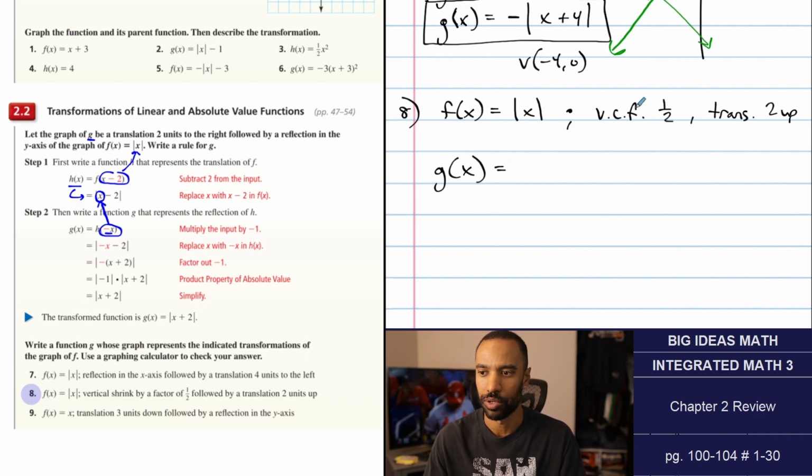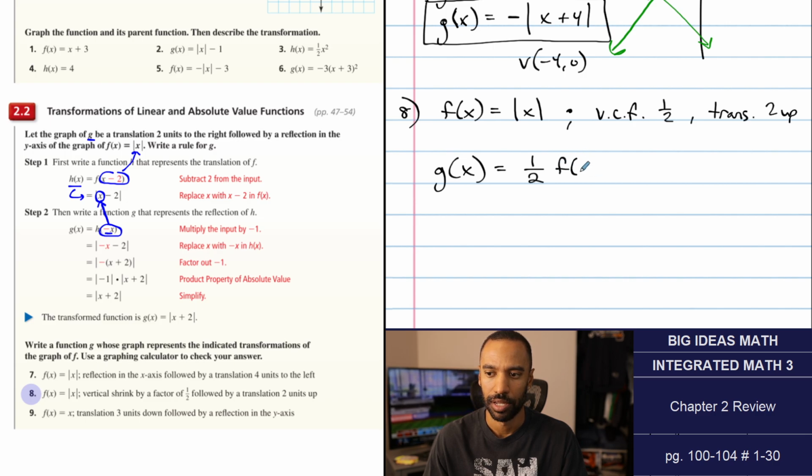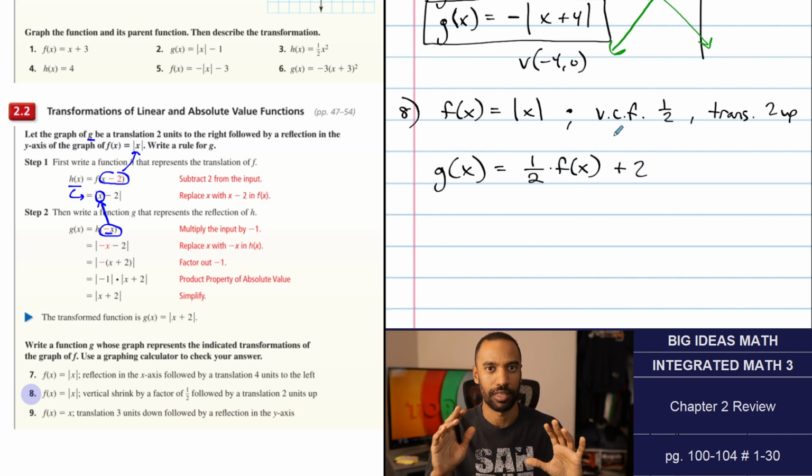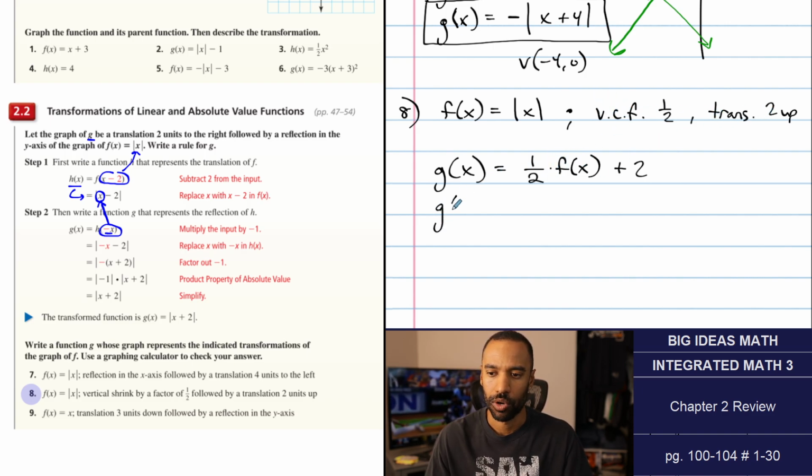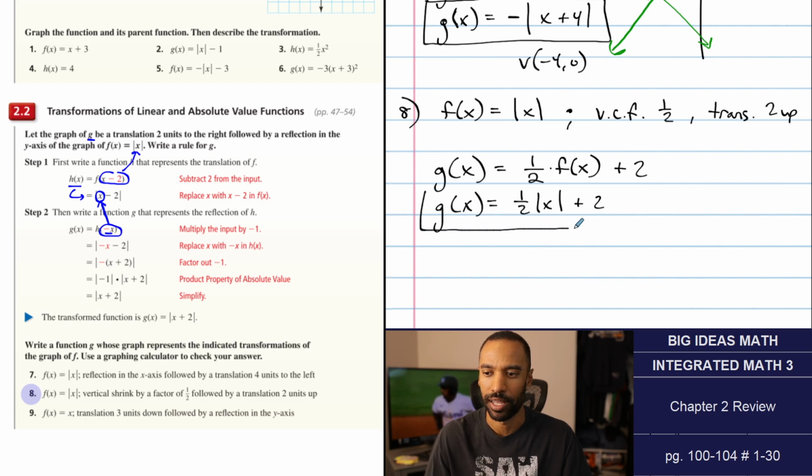So g of x equals, we're going to take 1/2 times our f of x equation, because it's vertical compression, and then we're also going to go 2 units up, which is also outside the function. The only things inside the function are the horizontal components that are changed: reflections, stretches, compressions, and translations. So these are outside. These are vertical. Vertical, vertical. So we're going to take our absolute value of x. We'll do 1/2 times absolute value of x plus 2. I mean, that's straight up what it is.